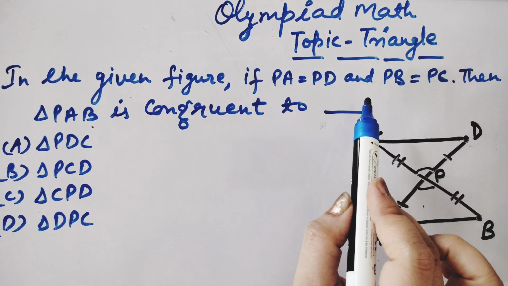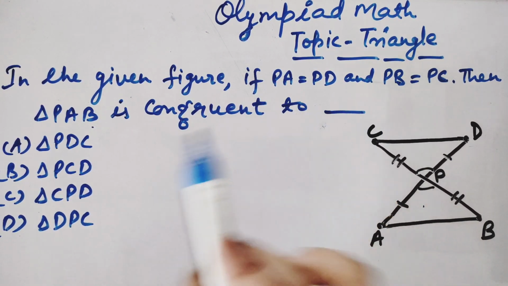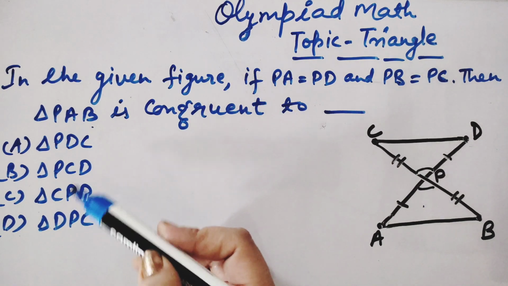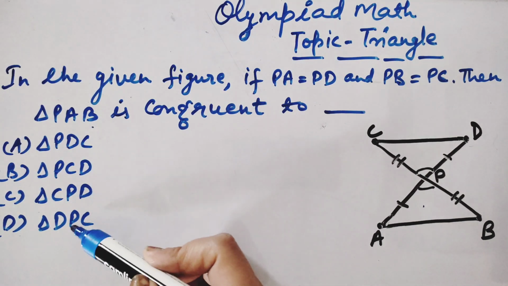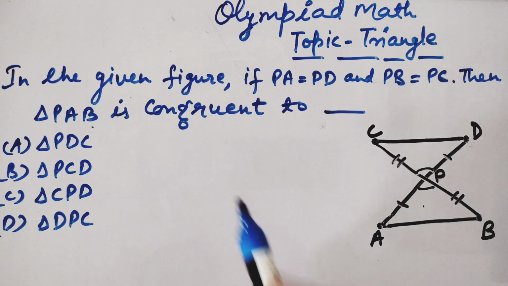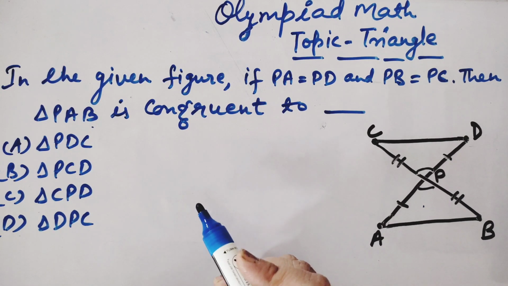You write the name of the triangle. There are four options, 1, 2, 3, 4. So we can solve this question. How to solve it?